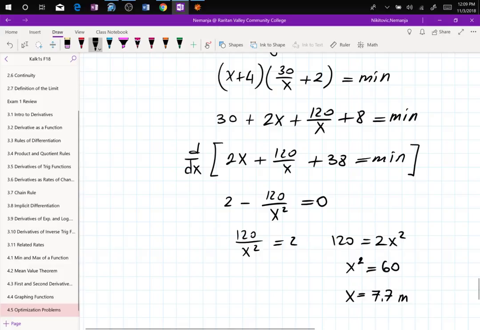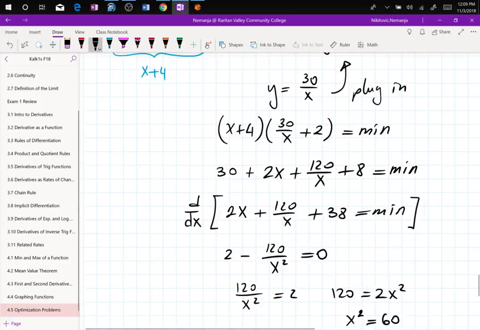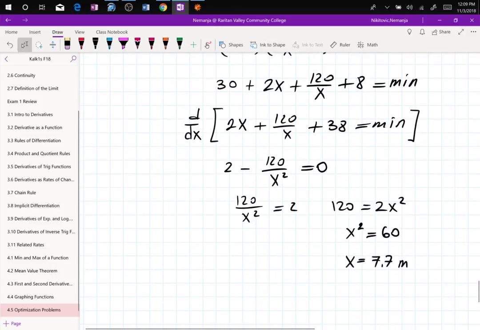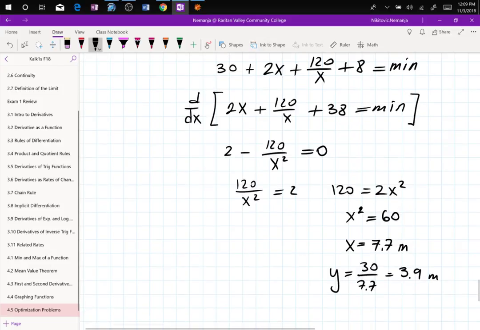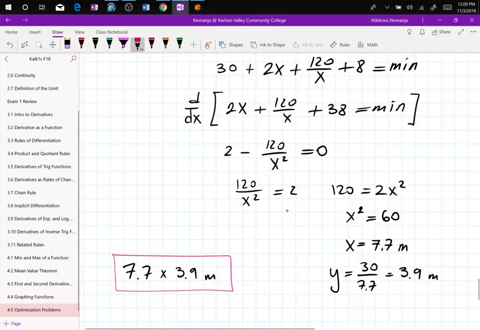And to get y, we have our equation up there, which says that y is 30 over x. So 30 over 7.7. 30 divided by 7.7 is 3.89, so 3.9 meters. And now that makes sense. So 7.7 times 3.9 meters is the answer. That's the dimensions.